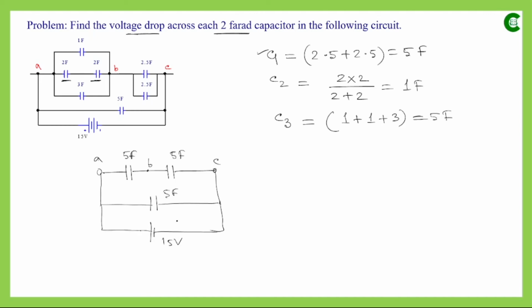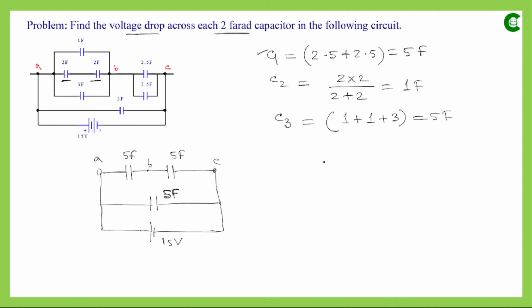Now what we have to find out is the voltage drop across each of these 2 farad capacitors. Since in case of parallel connection the voltage value is the same, we can say that across this 5 farad capacitor the voltage drop will be 15 volt, and between this AC the voltage drop will be again 15 volts. So first we will find out AB, because these 2 farad capacitors are connected in between AB only. So first we will find out the voltage drop across this 5 farad capacitor between these 2 points AB.